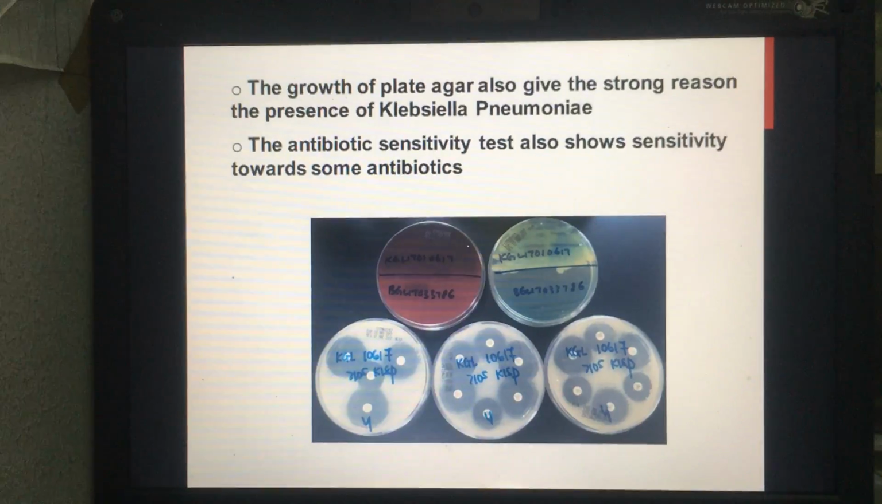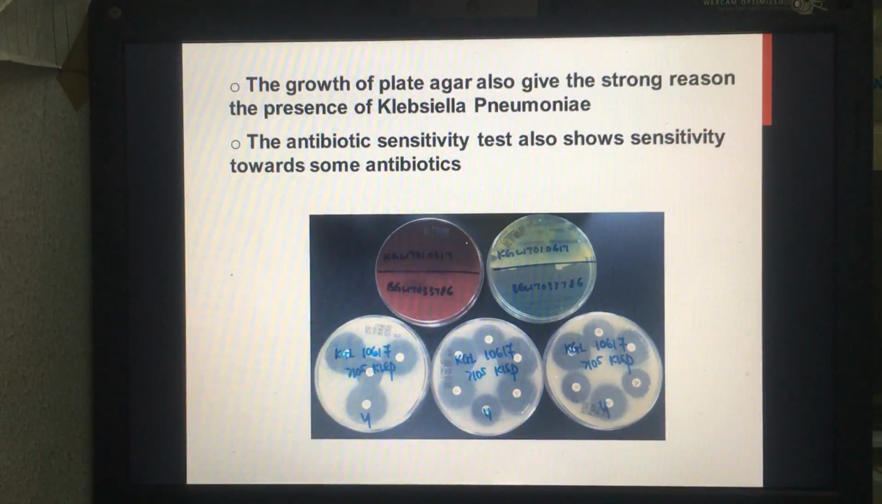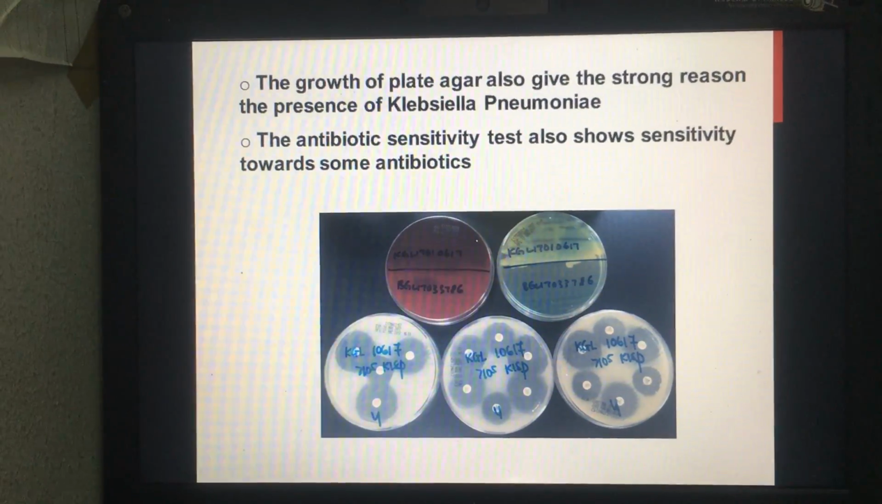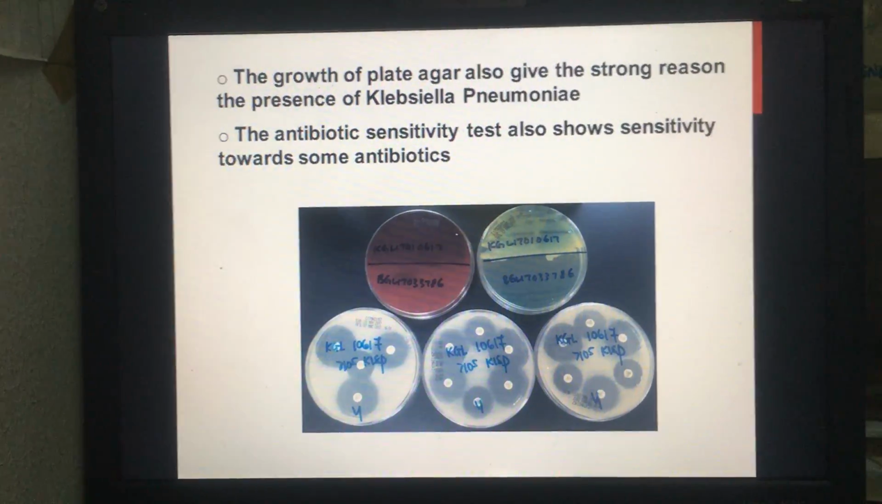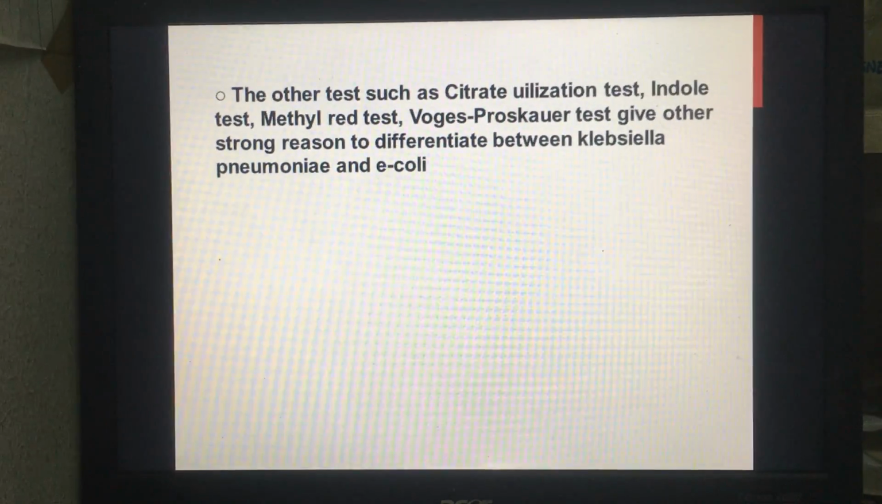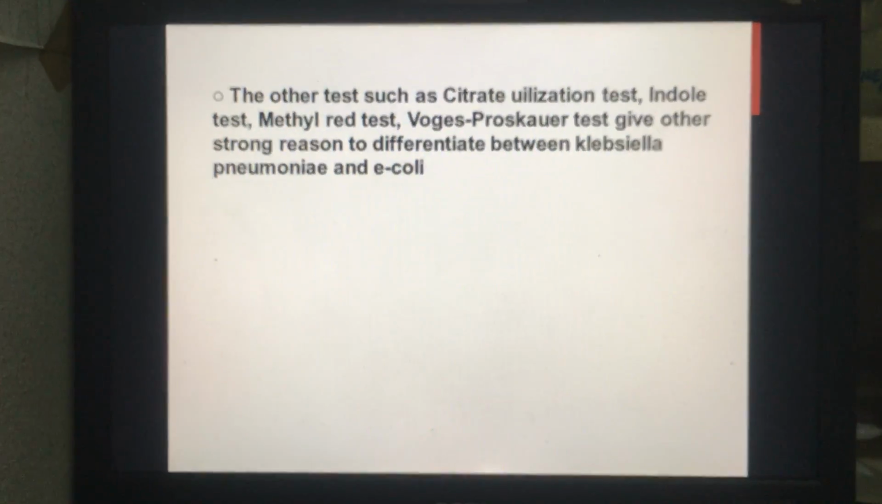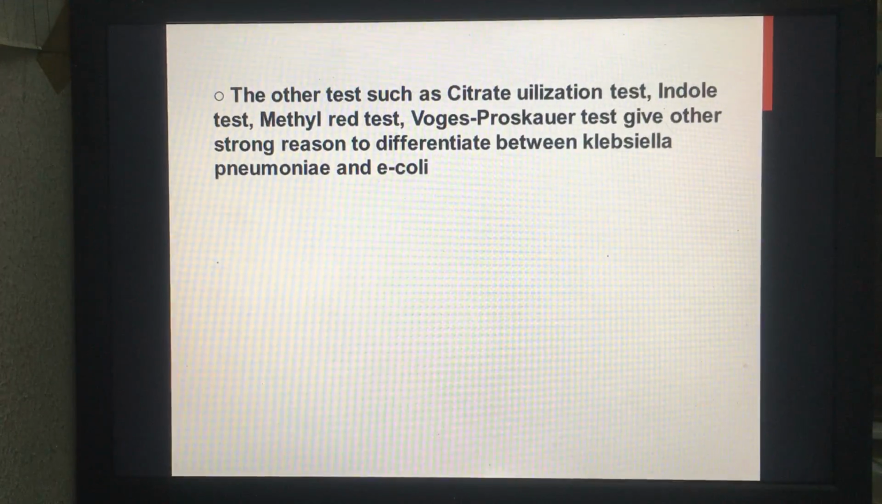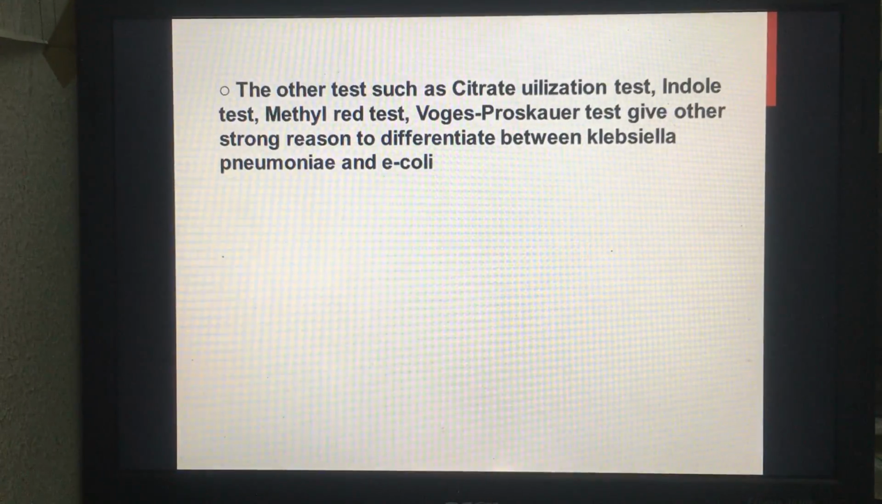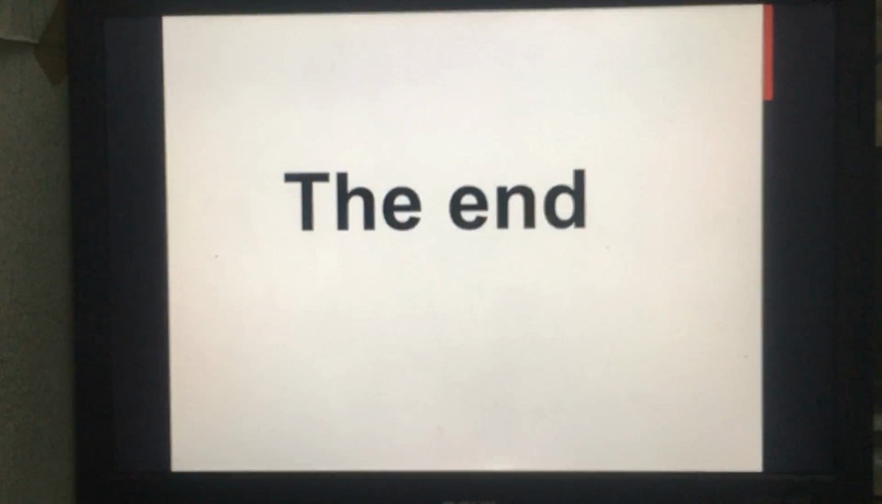Okay, next, the growth on plate also gives a strong reason for the presence of Klebsiella pneumoniae. Okay, and the antibiotic test also shows some sensitivity to the antibiotics, as you can see before. Okay, the other tests, serology test, indole test, methyl red test, give other strong reasons to differentiate between Klebsiella pneumoniae and E. coli.